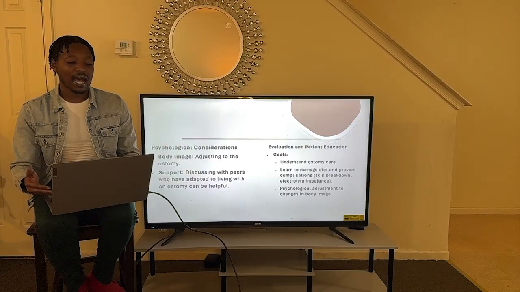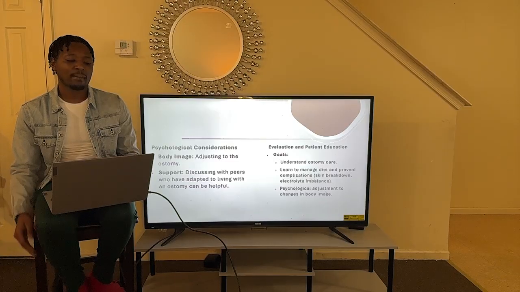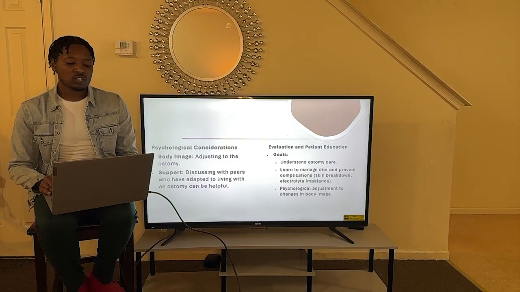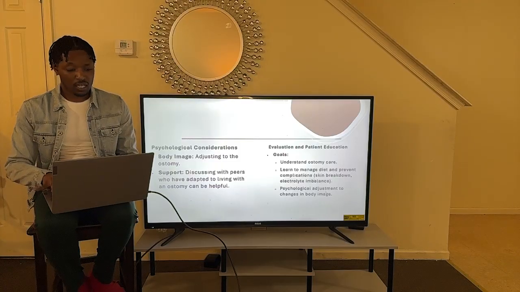Some evaluation and patient education. So goals would be to understand ostomy care, learn to manage diet and prevent complications, such as skin breakdown and electrolyte imbalance, and make psychological adjustments to changes in body image.